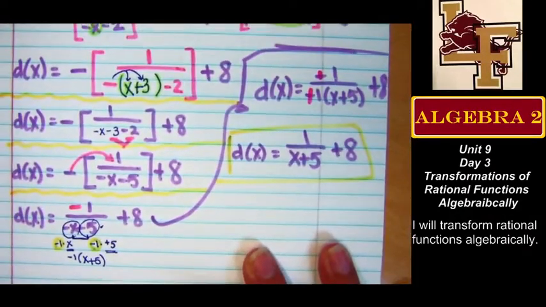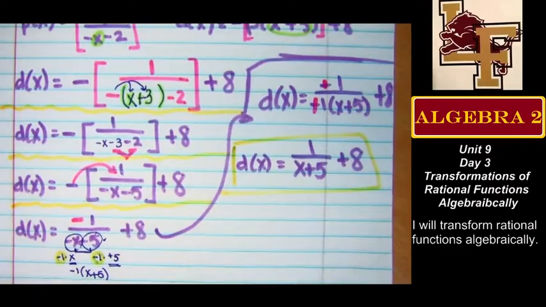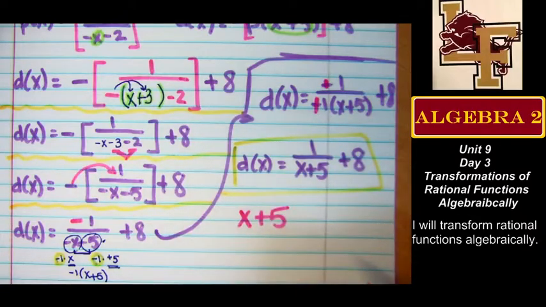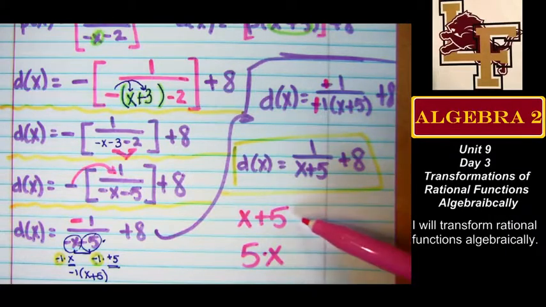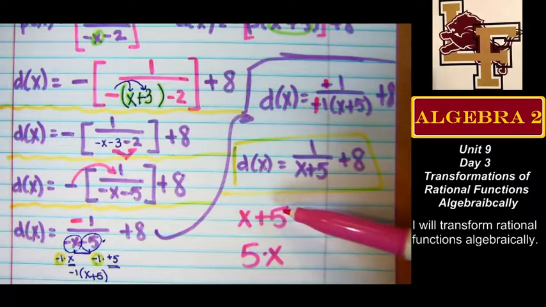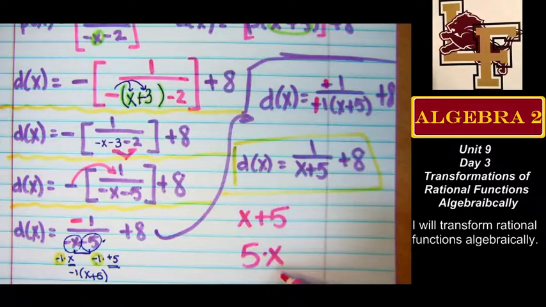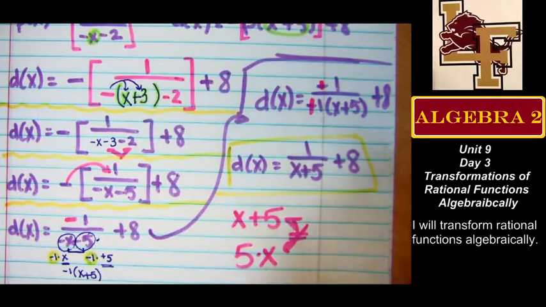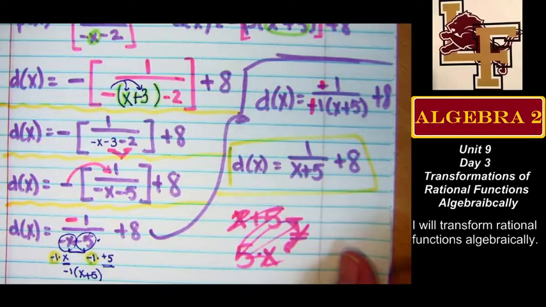Miss, how come it doesn't turn into 5x? Great question. How come it doesn't turn into 5x? The reason is because this means x plus 5, and this means 5 times x. All I'm doing here is taking whatever this number is and adding 5 to it. This means take some number and multiply it by 5, add it to itself 5 times. So these two are not the same thing. Okay, great question. Any other questions about this item?